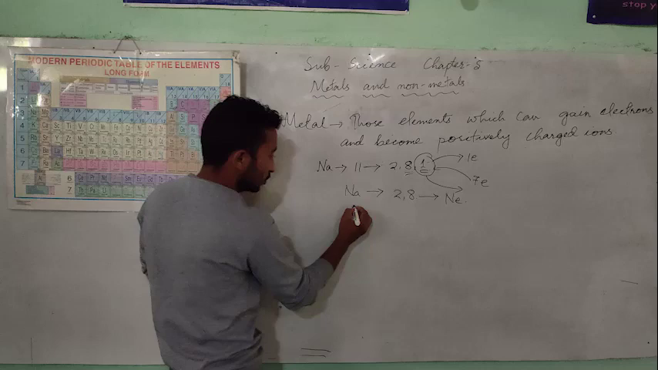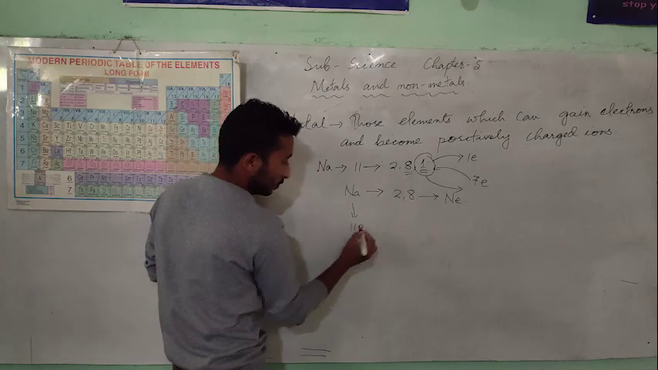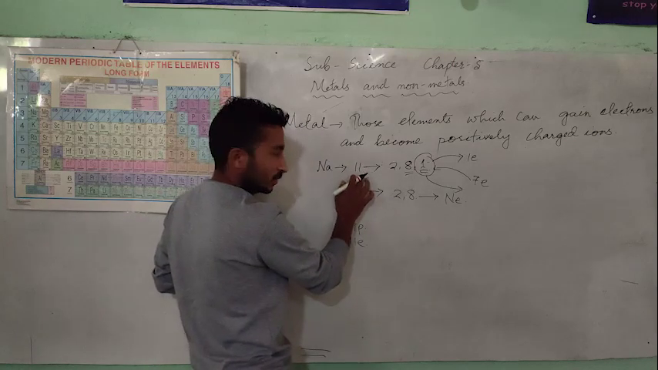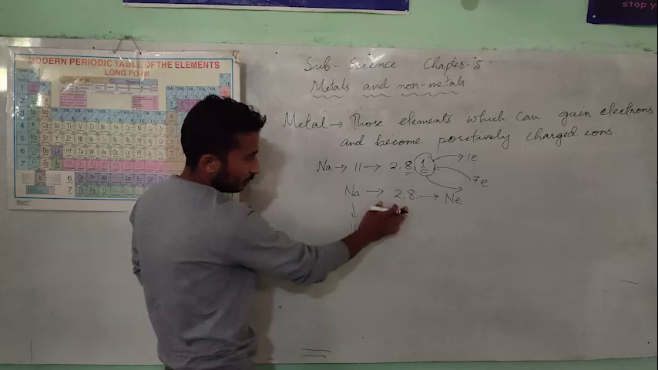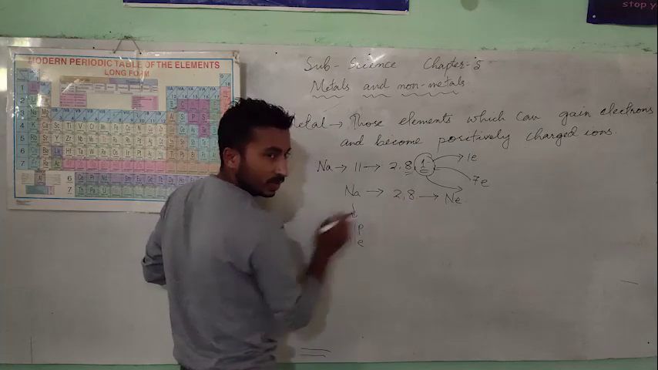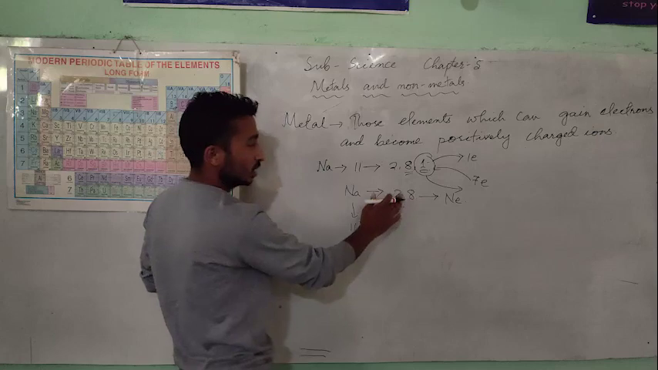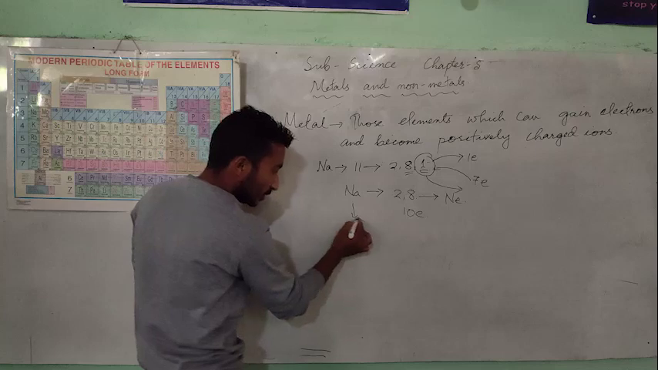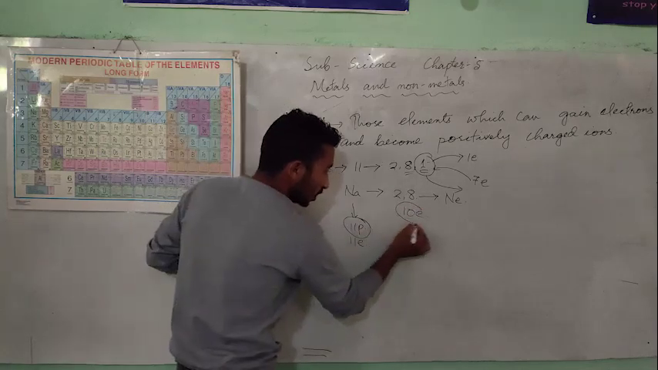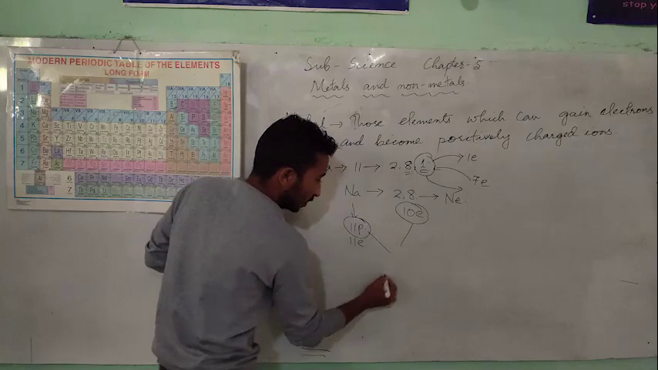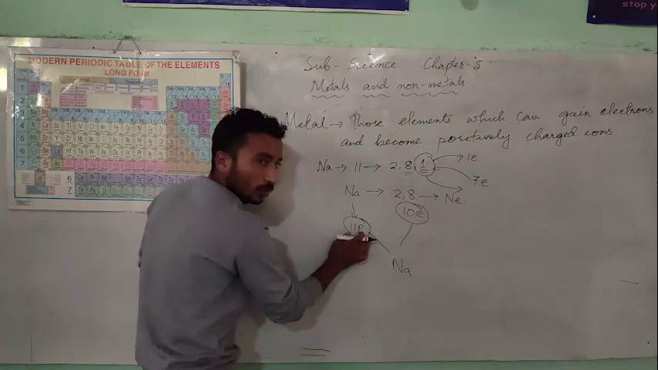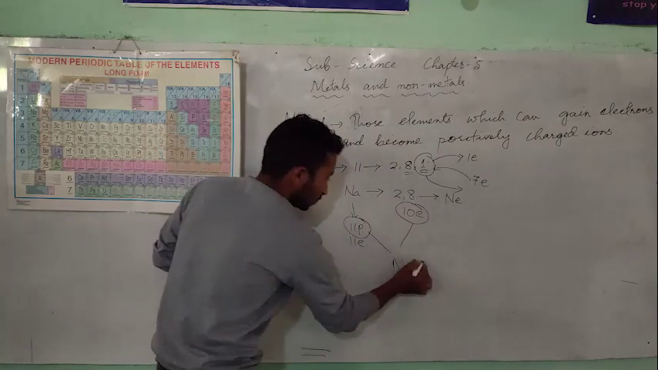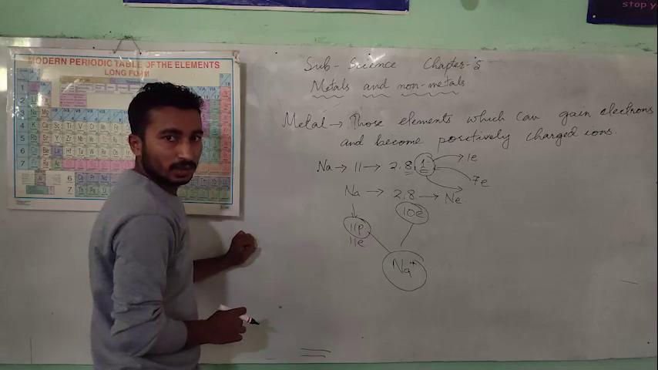Before this, sodium has 11 protons and 11 electrons, because its atomic number is 11. When sodium loses 1 electron, its electronic configuration becomes 2, 8. Now the number of electrons is 2 plus 8, equal to 10 electrons, but sodium still has 11 protons. So sodium has 1 proton more than electrons and becomes a positively charged ion. Because of this, we call it a metal.